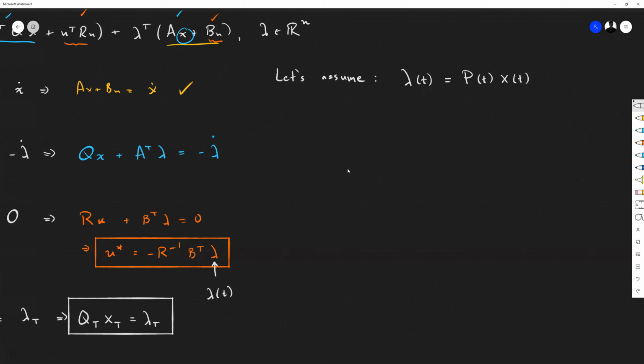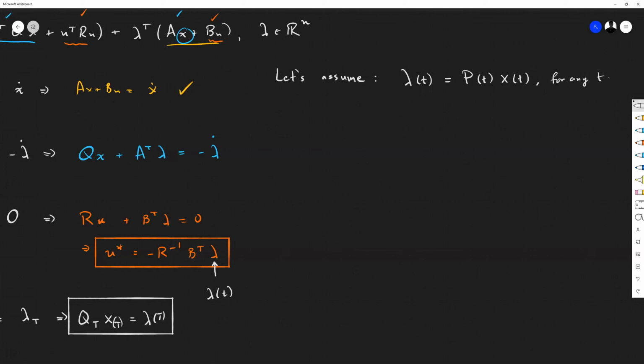Let's just assume this a priori. The reason I'm assuming this is because I already know that at the final time, at lambda of t, I should write parentheses t here, I know that at the final time the co-state is equal to q times x. And so I can backtrack a little bit and say, okay, if it's equal to this at the final time, what if it's equal to this at any arbitrary time t, for any t, right?